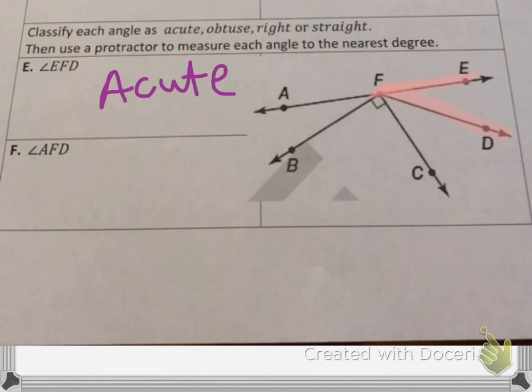All right, the next one we're looking for is AFD, so from A to F to D. All right, this angle right here, that's an obtuse angle because that's greater than 90 degrees. And again, when you do your protractor measuring on your own, that should be bigger than 90 degrees for your measurement.